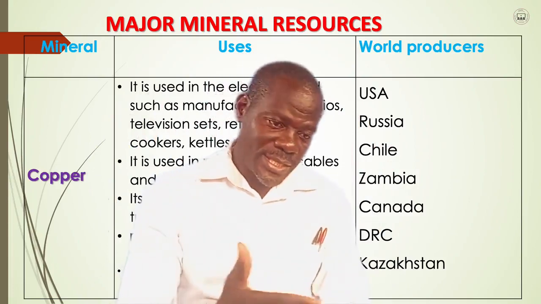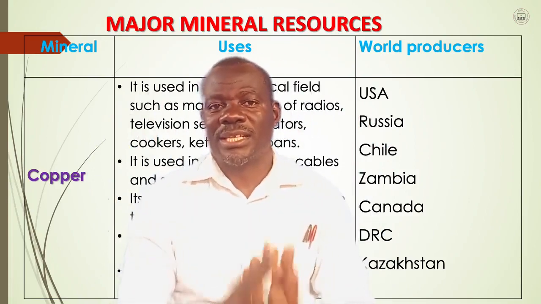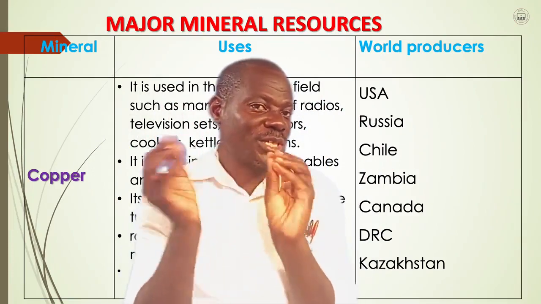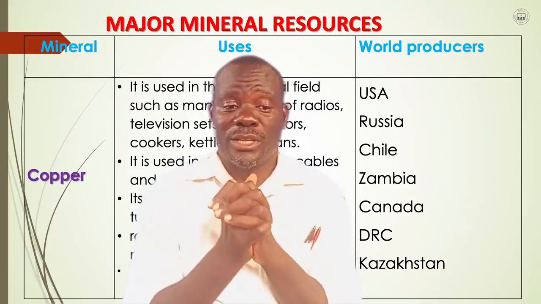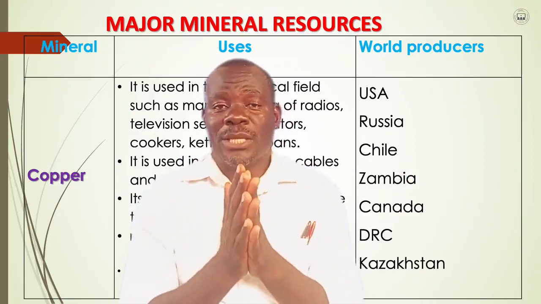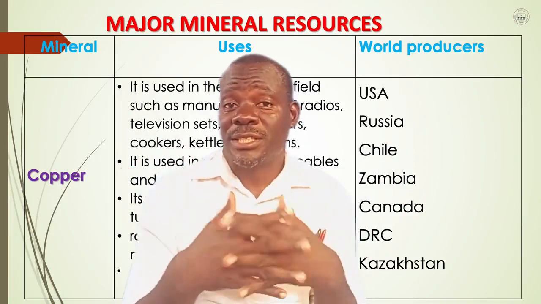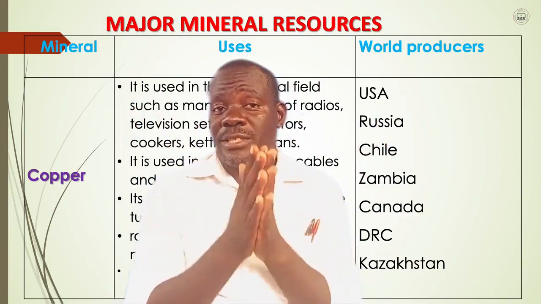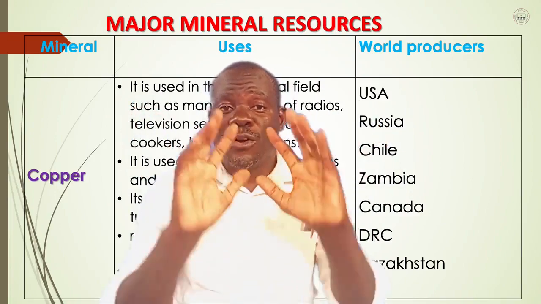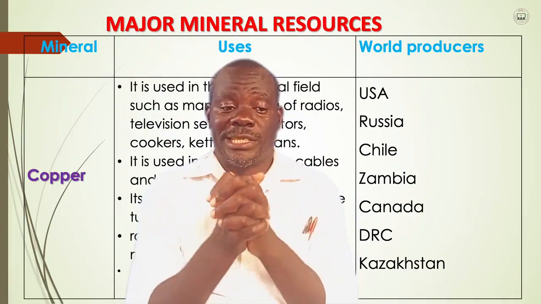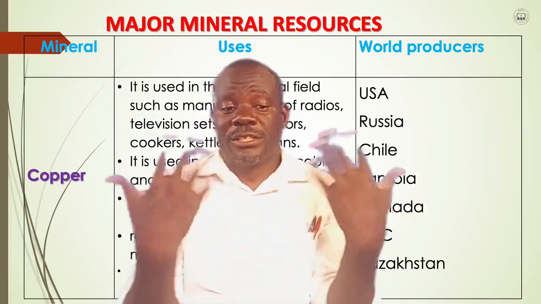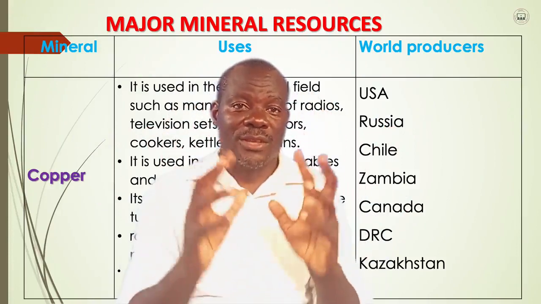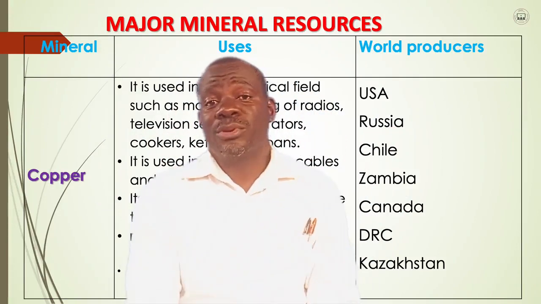Some of these things that we have mentioned here, you can see that they are used maybe in your daily life. We have mentioned cables here. We have mentioned electricity. Do you have electricity at your home? Just know that you have used copper. When you have electricity, there is copper in the use of electricity there. Kettles, refrigerators, in the fridge there is copper. So you see, there are those minerals like copper. It is so useful in our day-to-day activities.